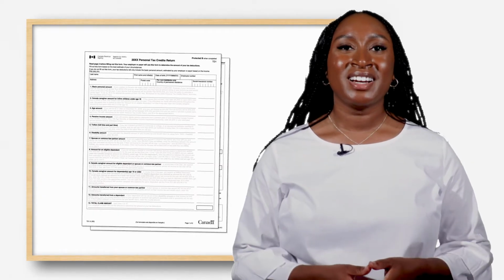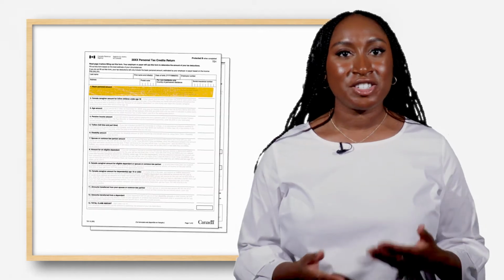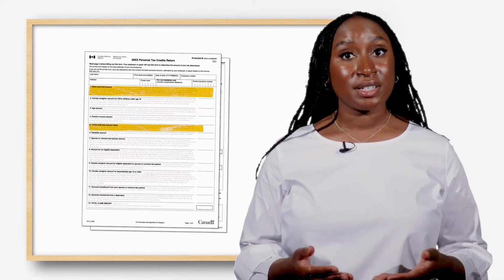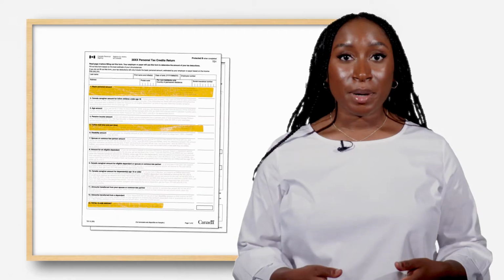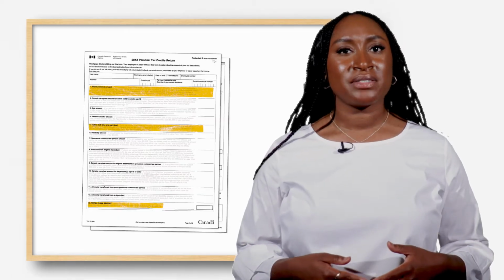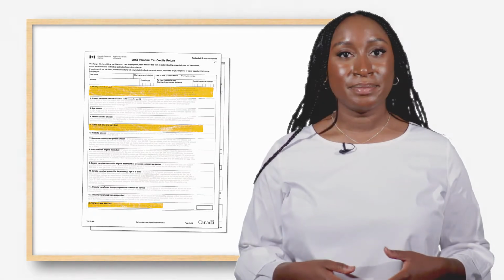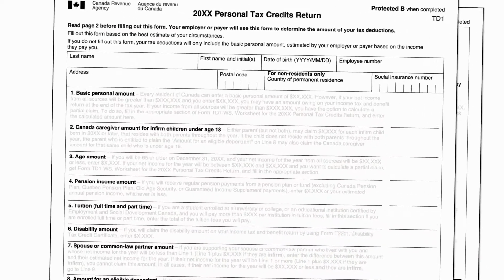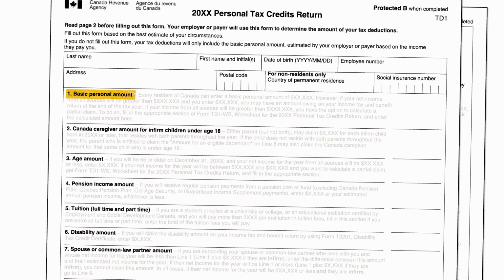We've got you. For most simple tax situations, you just need to read the instructions in each section and enter the amounts requested on the form. But here's a quick explanation of the sections you're most likely to use. On the first page, the easiest is number 1, the basic personal amount. This amount normally goes up each year and applies to every resident in Canada. The amount will be on the form, so for most people, you'll just enter the amount listed.